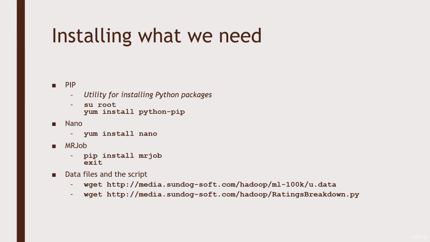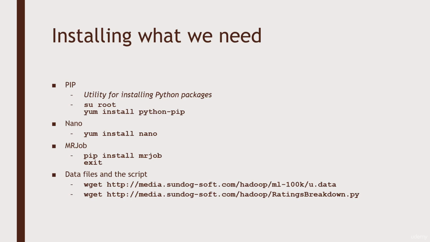First, we need to install something called pip. That is basically a utility for installing extra packages into Python. So before we can install the MRJob package that lets us actually use MapReduce streaming with Python, we first need the pip tool so we can actually install it. So we need to get pip, and then we need to actually use pip to install MRJob.